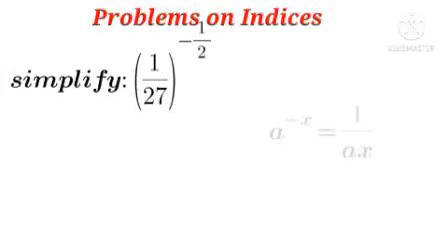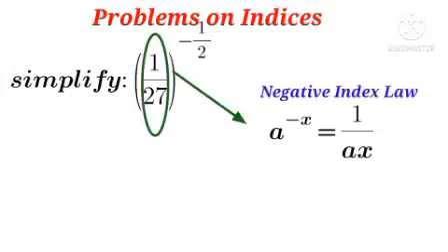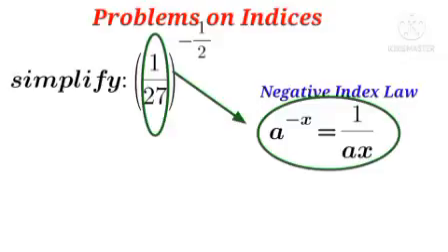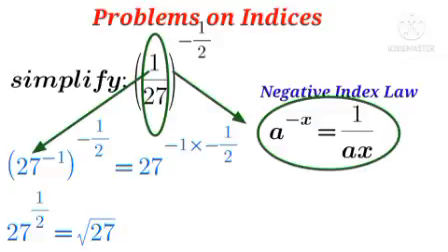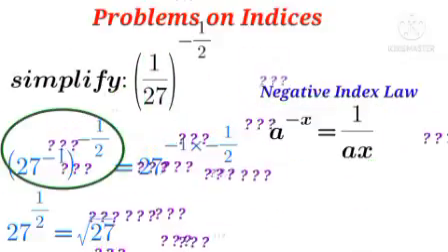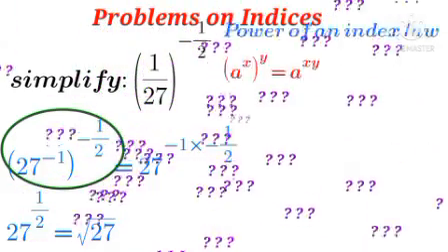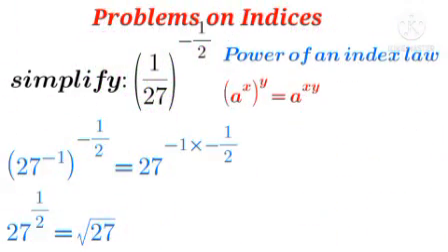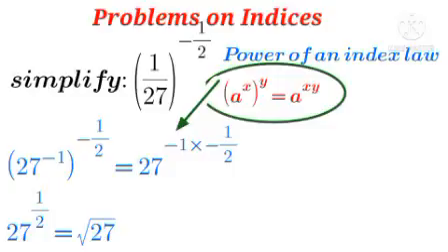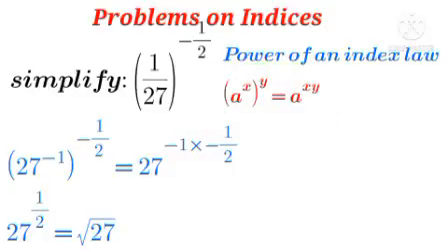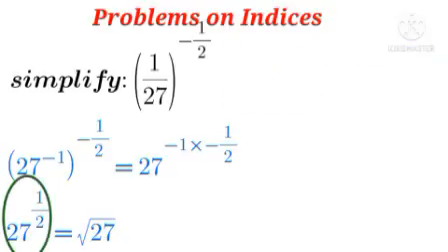Using the negative index law, I'll be solving the 1 over 27 in the bracket, which is given as this. So 1 over 27 now becomes 27 raised to the power of minus 1, raised to the power of minus half. How do we solve this? Now using the power of an index law, which is given as this, we multiply the indices together. So you have 27 raised to the power of minus half multiplied by minus 1. And that gives us 27 raised to the power of half. And that gives us root 27.